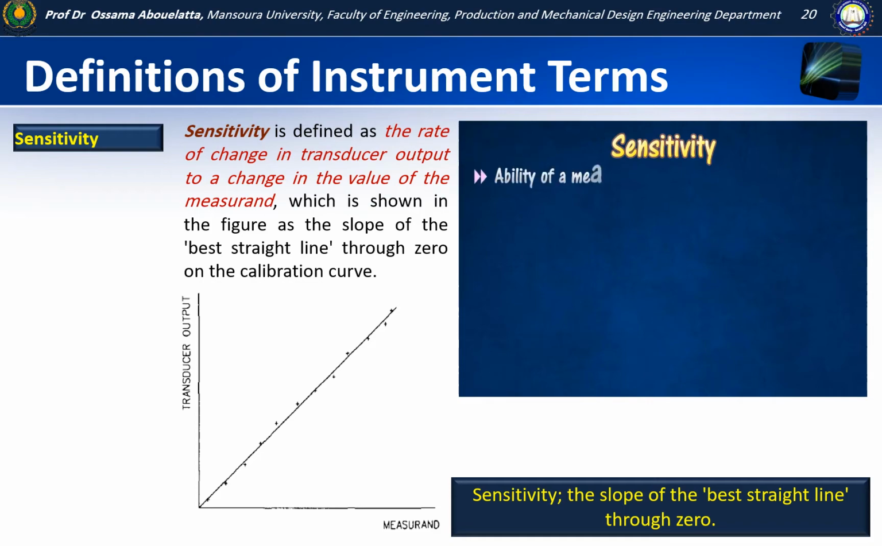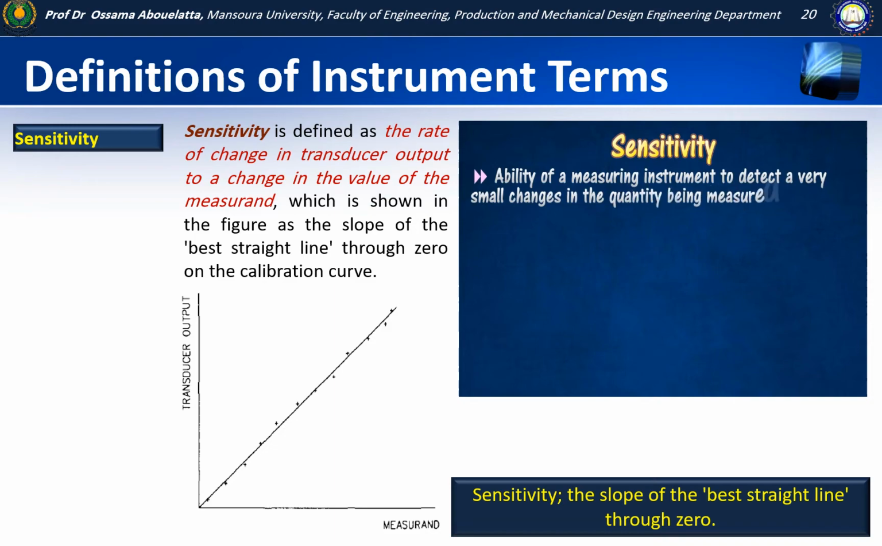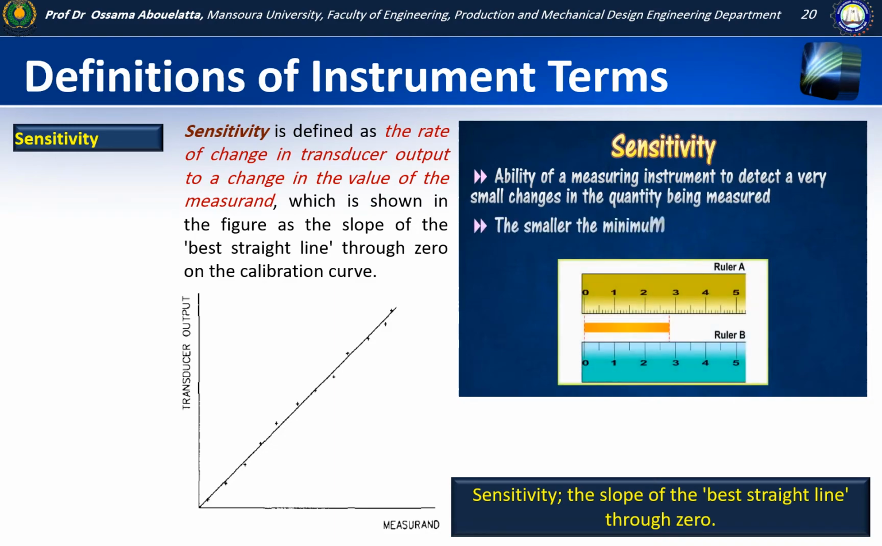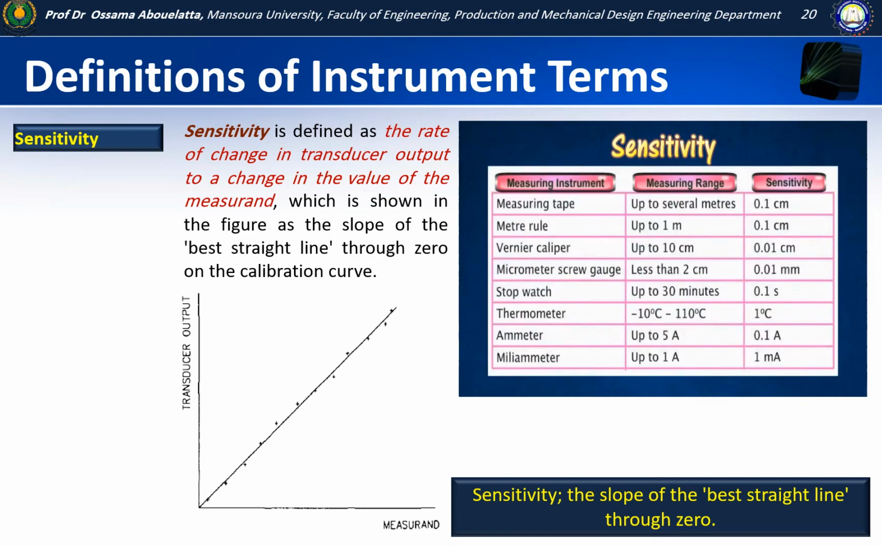Sensitivity is an ability of a measuring instrument to detect very small changes in the quantity being measured. The smaller the minimum scale division, the more sensitive is the measuring instrument. The following table shows the sensitivity of various instruments.